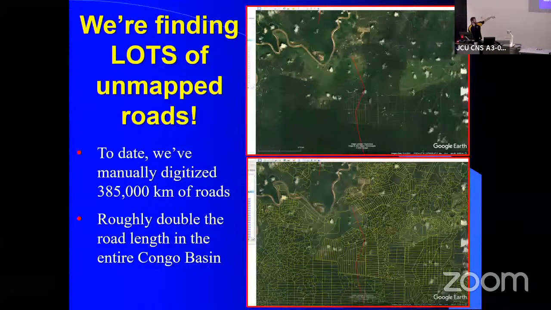So in these figures, the top figure, that red line there, is the road that has been mapped already in one of the most commonly used data sets. And the figure down the bottom in yellow is all the roads that we had to digitize on top of that. So to date, we've manually digitized about 385,000 kilometers of roads in just about half of the area of the Asia Pacific that we've mapped. And that alone is about double the length of the total amount of roads in the Congo.